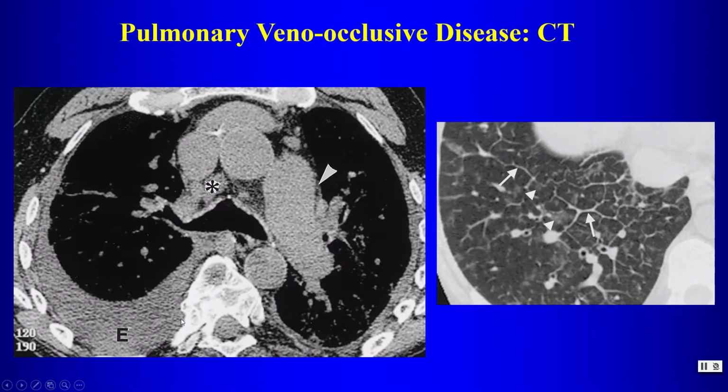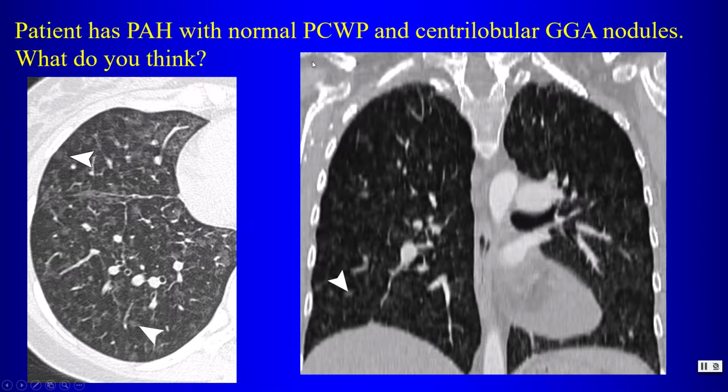More examples here. These patients can also develop pleural effusions, some transient lymphadenopathy, interlobular septal thickening, some ground glass opacities here as a result of the pulmonary venous hypertension in these patients.